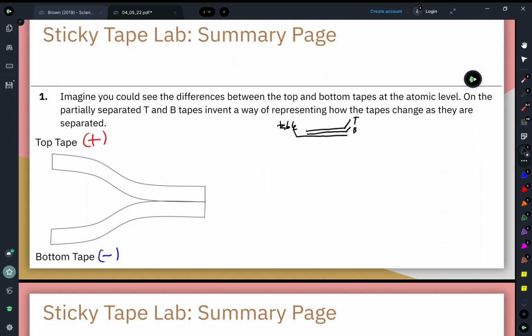But in this situation, these two things combined had an overall charge of 0. It wasn't until we had separated them that we were able to see the top tape and the bottom tape be attracted to each other and other things. What that means is the charge must have been transferred from one of these things to the other.